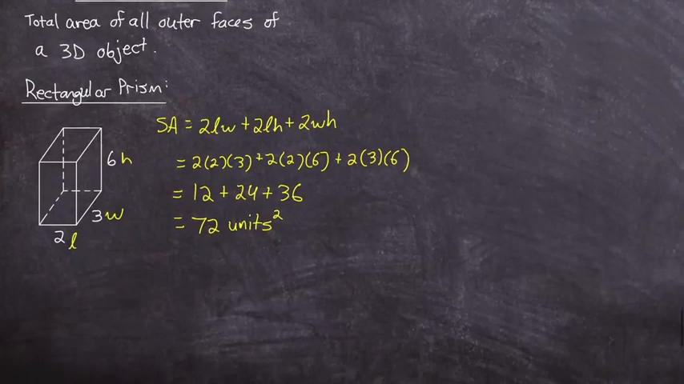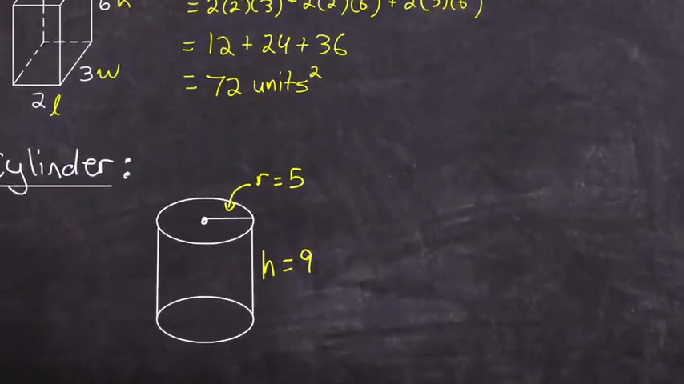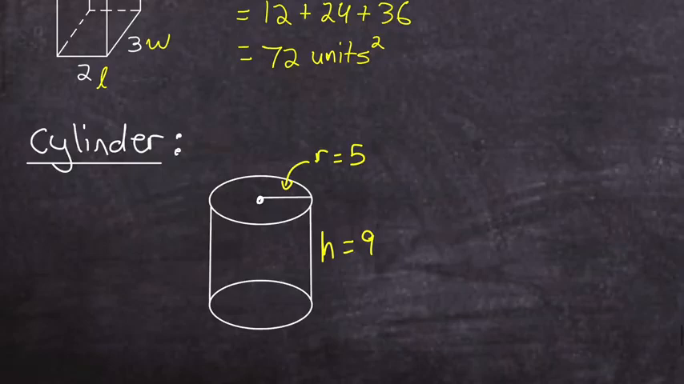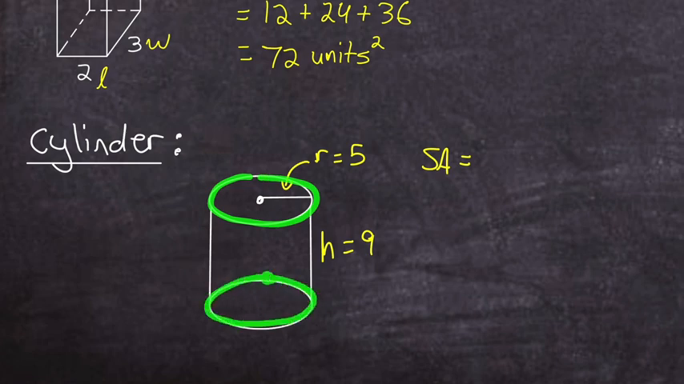Let's do a cylinder. If I zoom in on this diagram of the cylinder, let's look at how we can find its surface area. To find the surface area, I need to find the area of all the outer faces. So the surface area would equal, well, I need the area of the top and the bottom of the cylinder, and those are both circles. And to find the area of a circle, you do pi r squared.